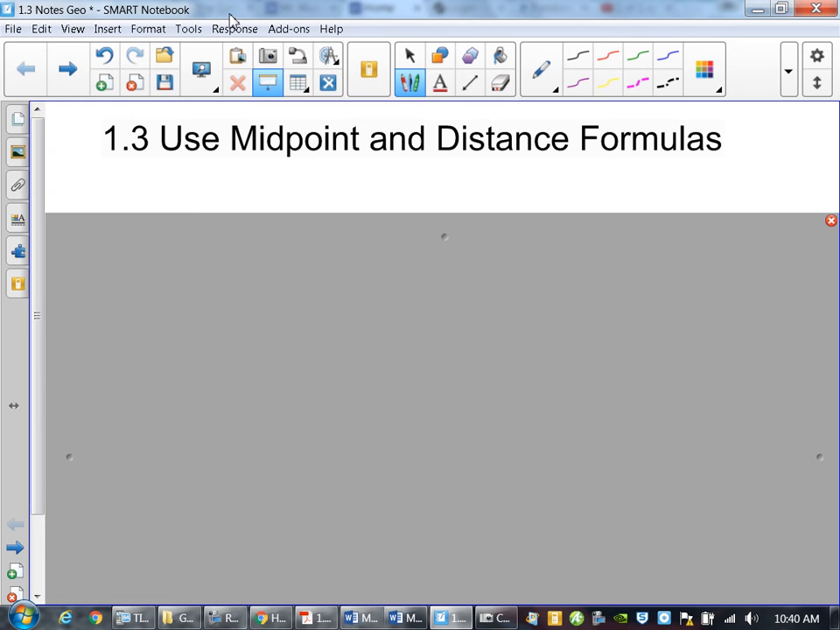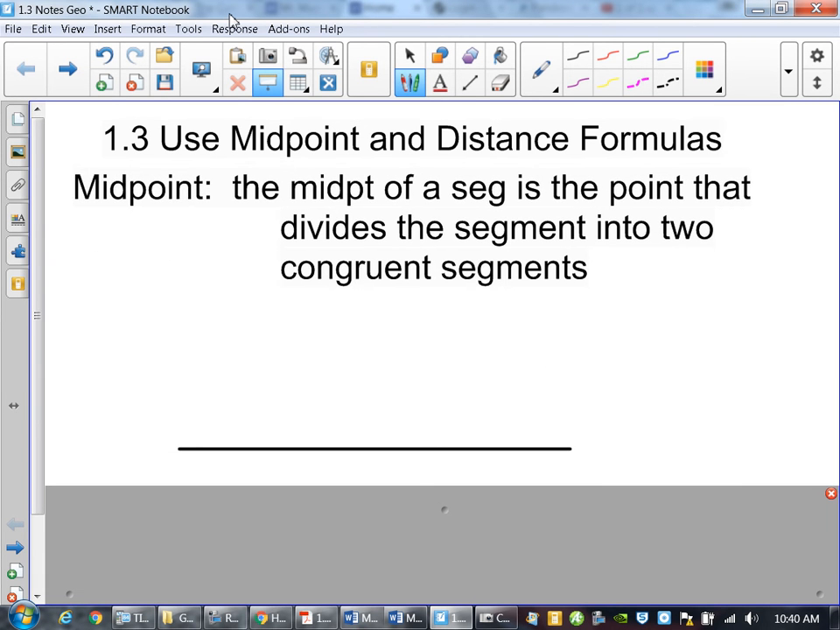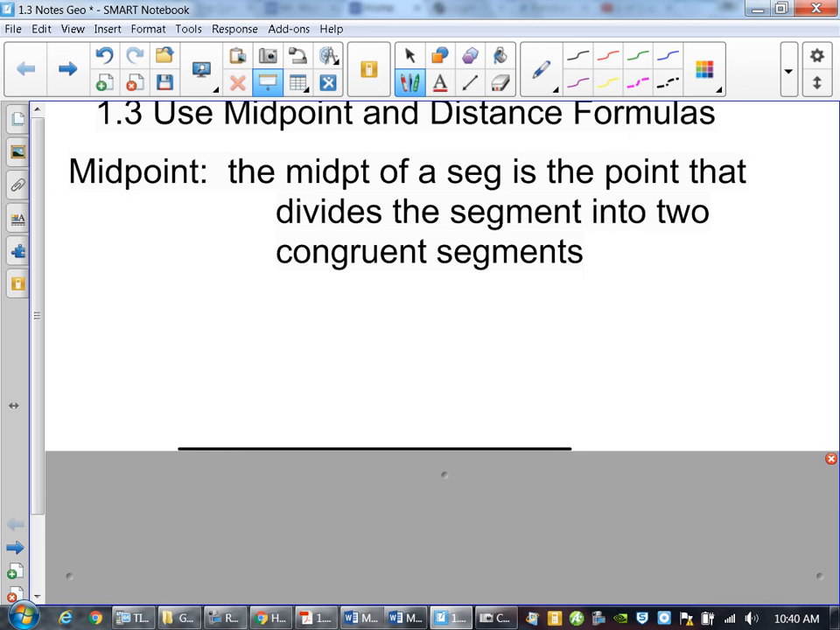The midpoint is the halfway point of a segment. The midpoint takes a segment and it cuts it into two equal or congruent segments. What we look at here a lot of times is a real basic definition. The midpoint of a segment is the point that divides a segment into two congruent segments. Just like you said, you can put your finger on a ruler at the 6 and balance it. That's the midpoint.